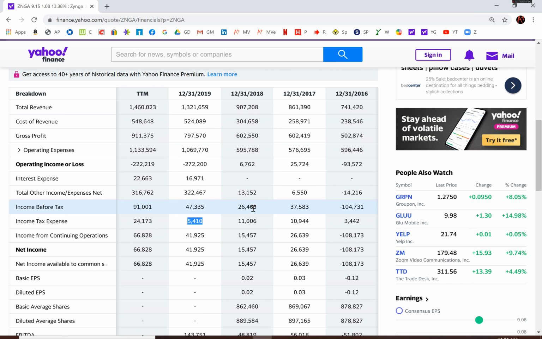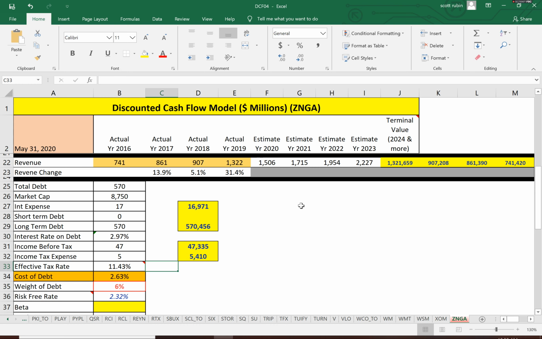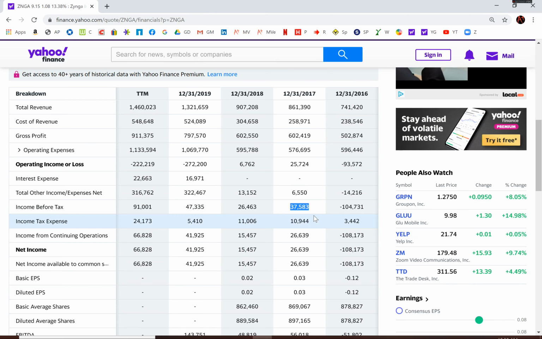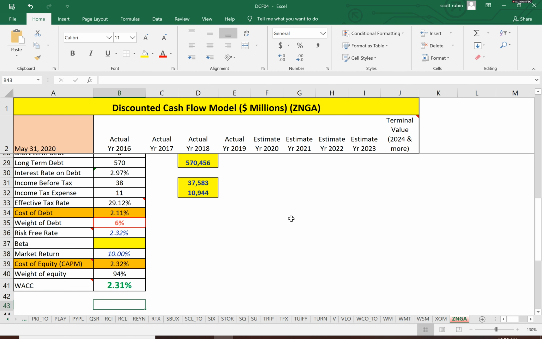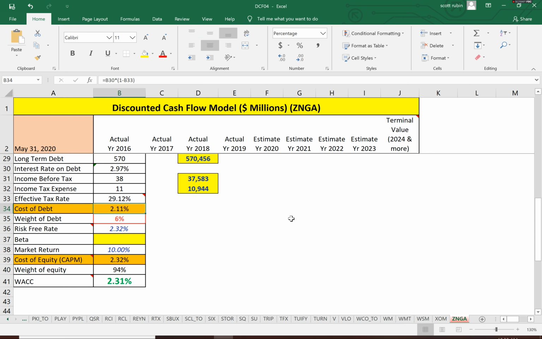So let's look at 2018. That looks more reasonable. Or even 2017. That looks more reasonable, the tax rate. You could always look in a 10K to find the effective tax rate, but it's a lot easier here. 29%, looks right. So the cost of debt is only 2.1%, and the weight of debt in that capital structure is only 6%, which is really good.